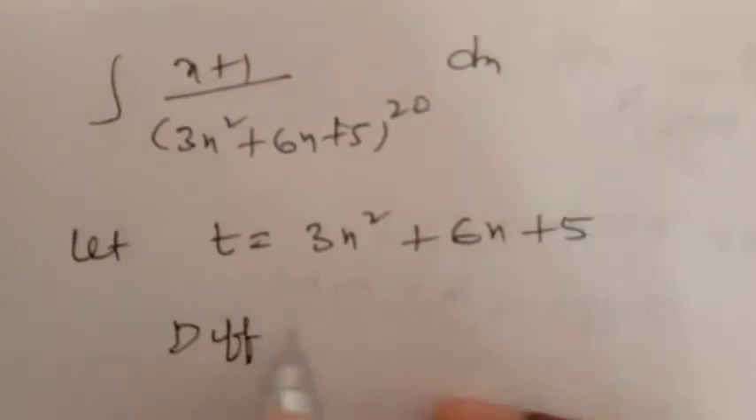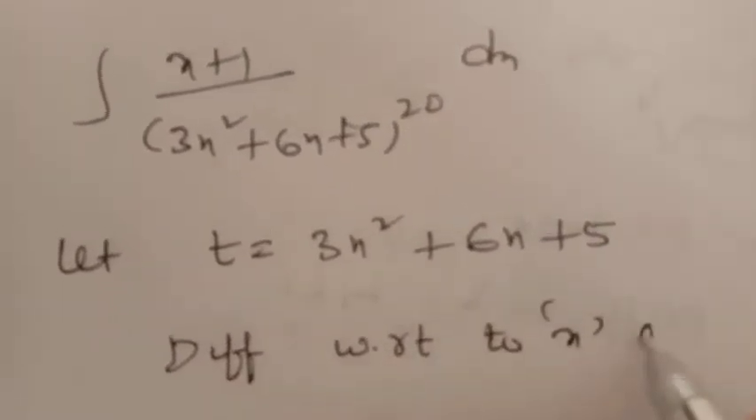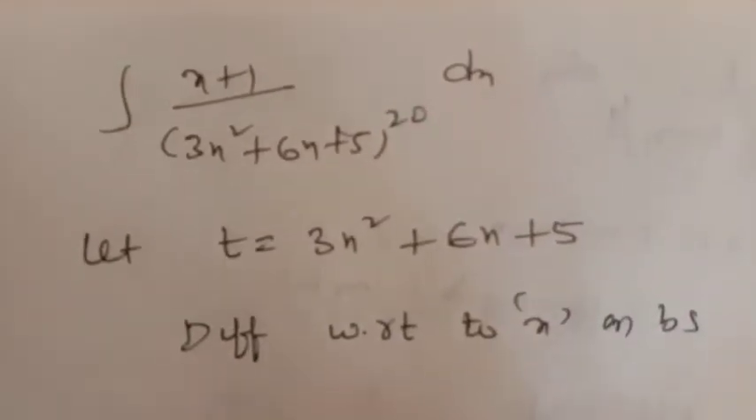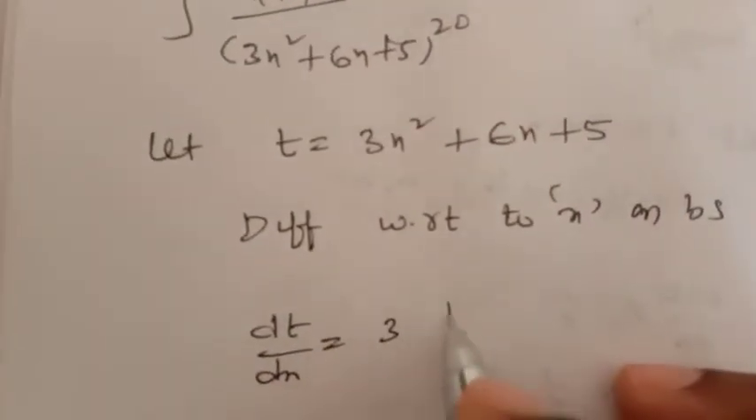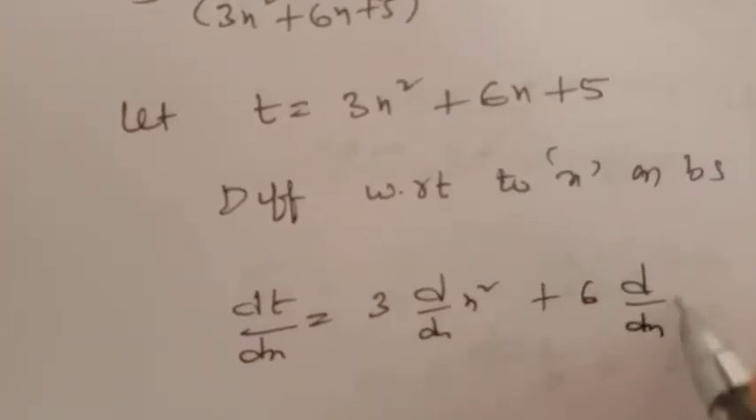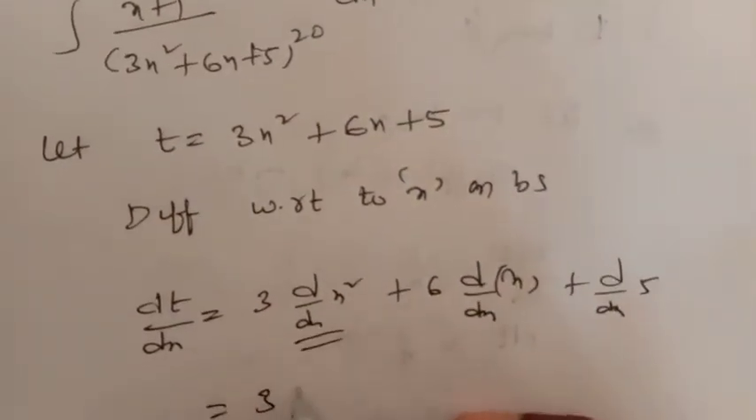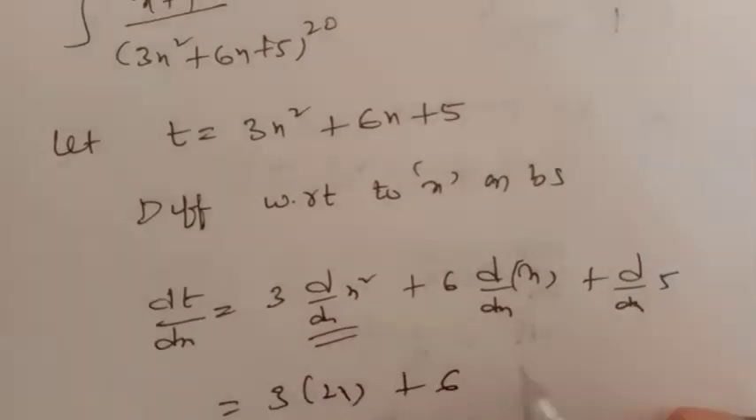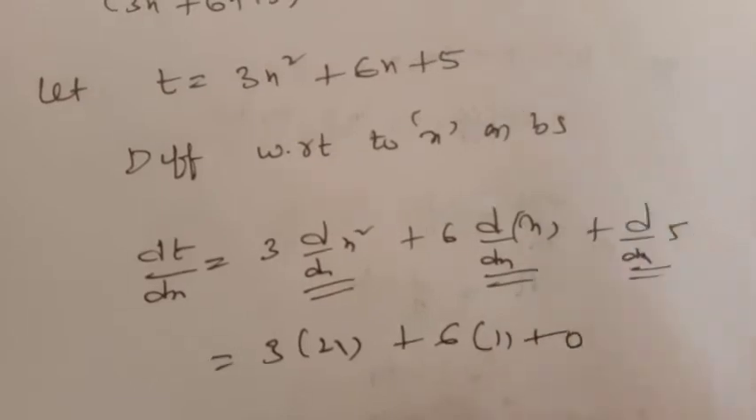Then differentiating with respect to x on both sides, that is dt by dx equal to 3 constant and d by dx of x square plus 6 constant d by dx of x plus d by dx of 5, that is d by dx of x square equal to 2x plus d by dx of x equal to 1 and derivative of constant term 0.